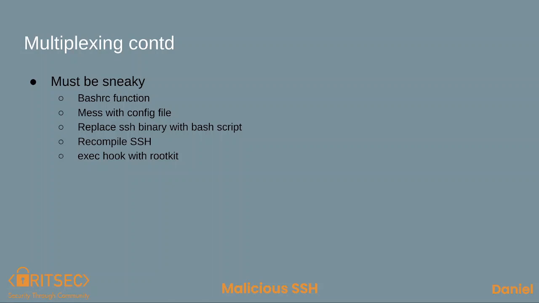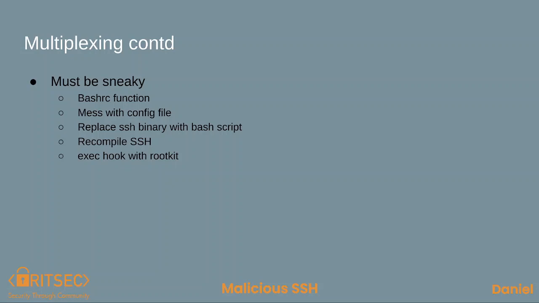We can mess with the configuration files. This is slightly better, but blue teamers still tend to monitor their config files and make sure that red teamers aren't doing anything crazy with them. And we can replace the SSH binary with a bash script. This is a more convoluted way of doing it, but it flies under the radar sometimes. But if they're doing any kind of file checking on their binaries and good logging, then this will be caught pretty easily.